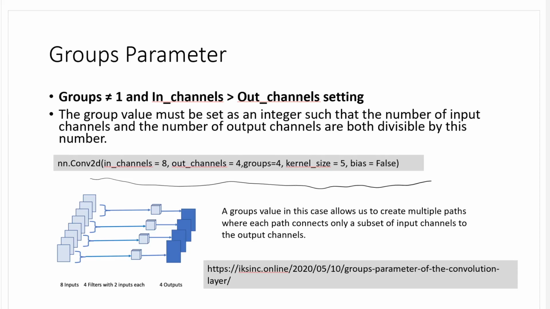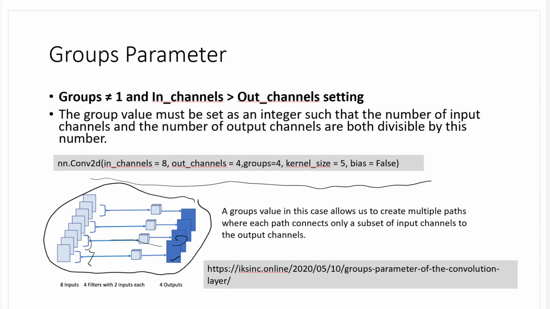So if we give this specification for the convolution layer, what we are setting up is an arrangement like this. That is, a groups value equal to 4 in this case allows us to create multiple paths where each path connects only a subset of input channels to the output channels. So you can see that these inputs are only affecting this one. These inputs are basically connected over here and so on.